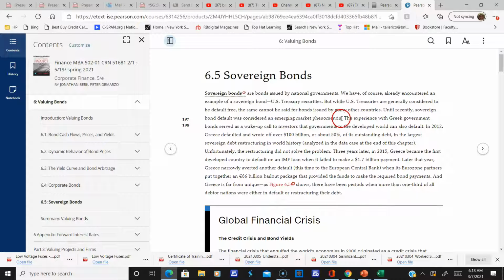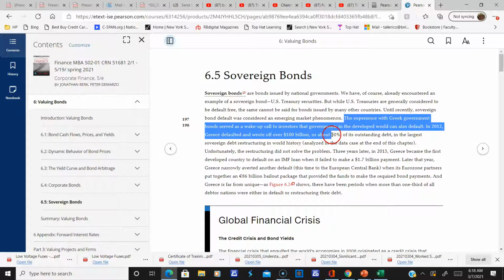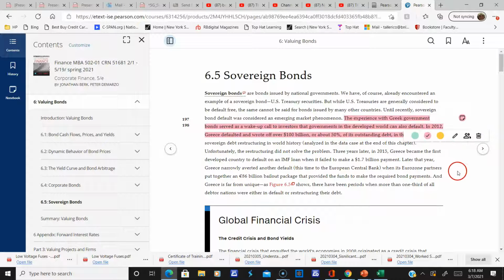I don't know if you remember, but Greek bonds kind of defaulted back in 2012 on their standard debt. So Greece defaulted on their bonds. Not every country is going to be considered risk-free. Greece defaulted on their IMF loans when it failed to make $1.7 million bond payments. You can read up on this in the history of Greece. They've had a lot of problems, Greece.